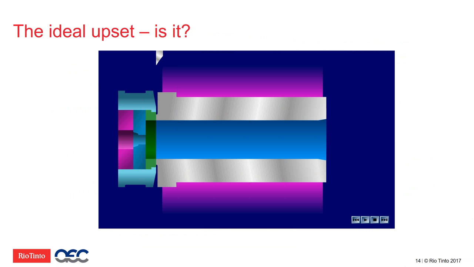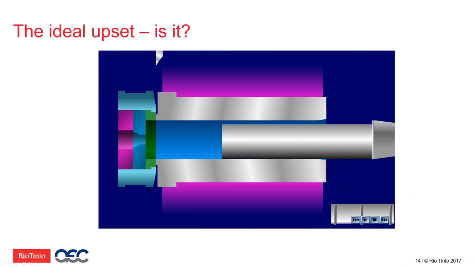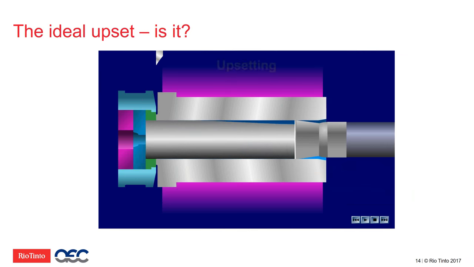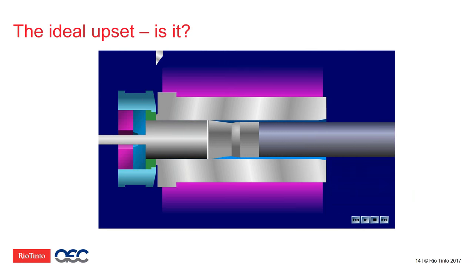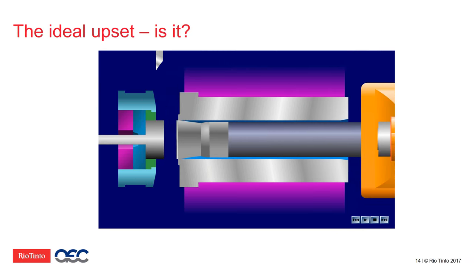So the ideal upset, this is always quite interesting. As you can see on this little simulation here, what's the ideal upset really? It's really when you upset from the die end back to the dummy block. Okay, so from the die end on the left back to the dummy block. So basically there's no air entrapment. That's the perfect case scenario. As you can see here, everything is extruded very nicely, no problem, okay?